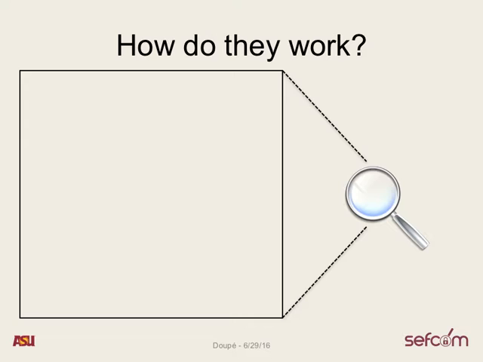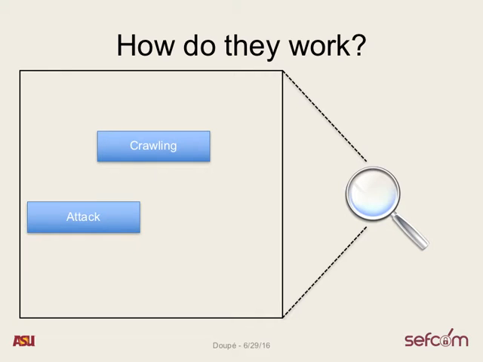So how do they actually work, right? They have three main components. They have the crawling component, so they need to discover and interact with as much of the application as possible. That's their whole goal. They want to find vulnerabilities. They want to crawl and find as much of the application as possible. They have an attack module that says, okay, try this input. It's likely to trigger some kind of fault.